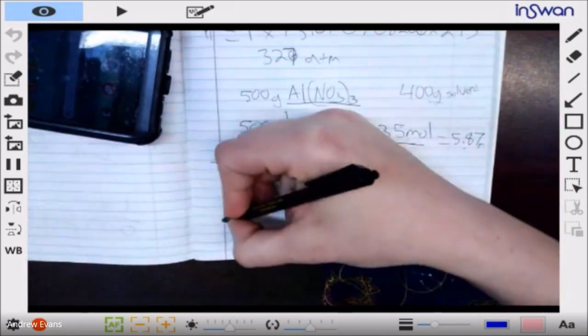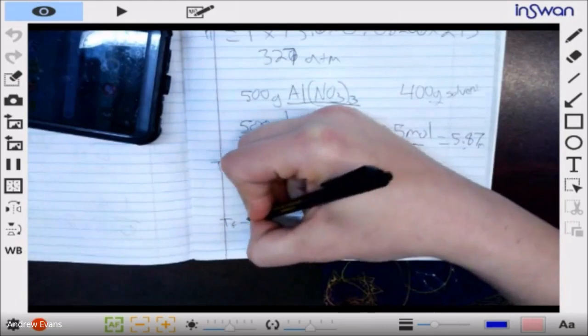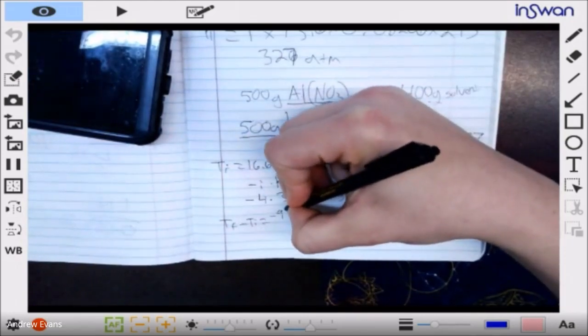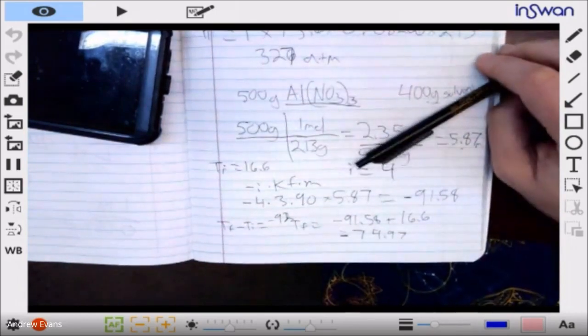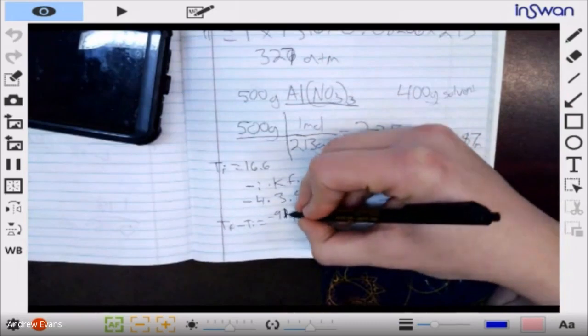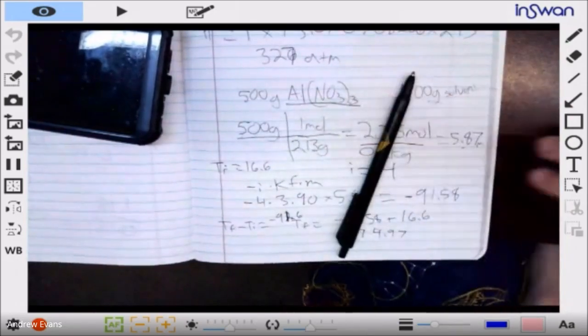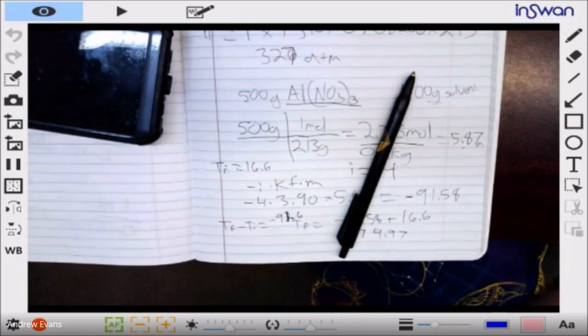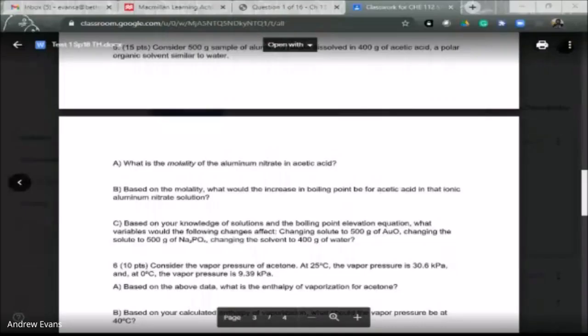That's because TF minus TI is equal to negative 91.6. So since we have TI, we can find our TF. Now going back to the problem itself, there's a third part. Based on your knowledge of solutions and boiling point elevation.